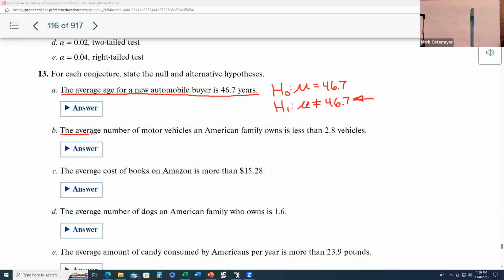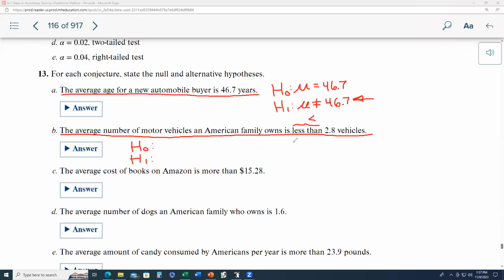B. The average number of motor vehicles an American family owns is less than 2.8 vehicles. All right. Less than. These words less than mean the symbol less than. So I have a question for you. Does that symbol belong to our null or alternative hypothesis statement? Which one? I know I indicated this in the past. That less than symbol belongs to what statement, the null or the alternative hypothesis? Is it the alternative? That's right, it's the alternative.